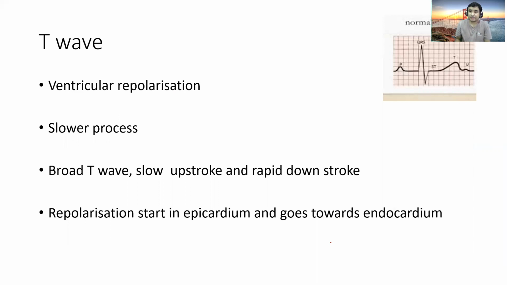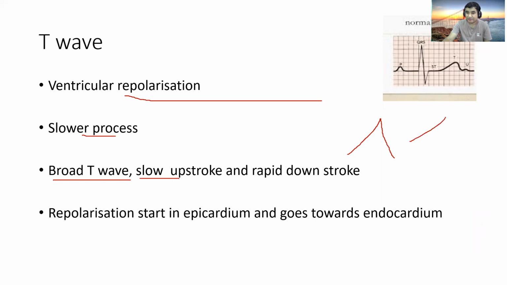Regarding the T wave, it is ventricular repolarization, because repolarization is a slow process. So when you see the ECG, the uphill is a slow phase, and the downhill is slightly faster. Okay, there is a broad T wave. It has a slow upstroke, so they say it has a fat end, and a rapid downstroke with a rapid end like this. This is the typical T wave morphology in the ECG.